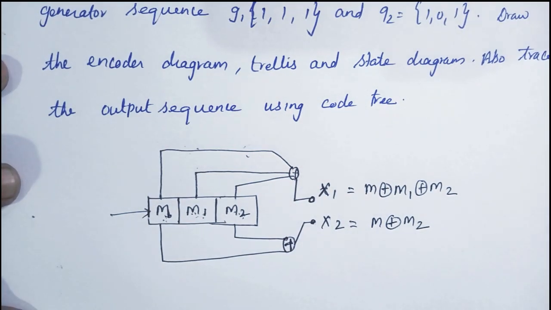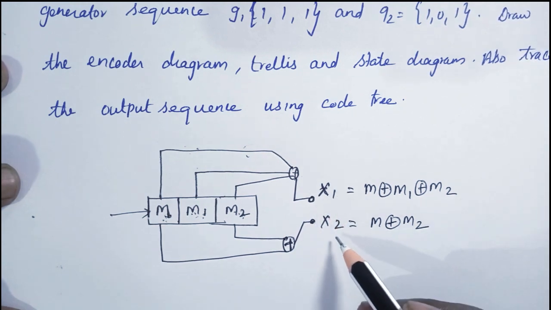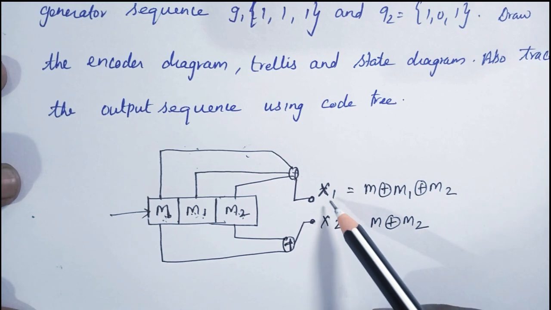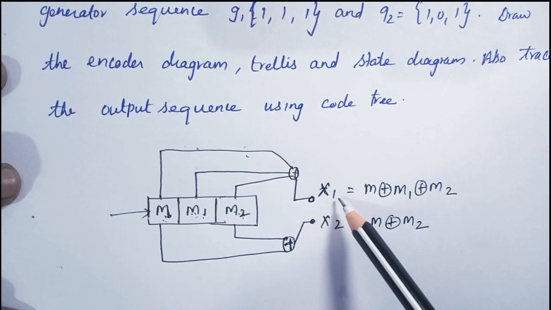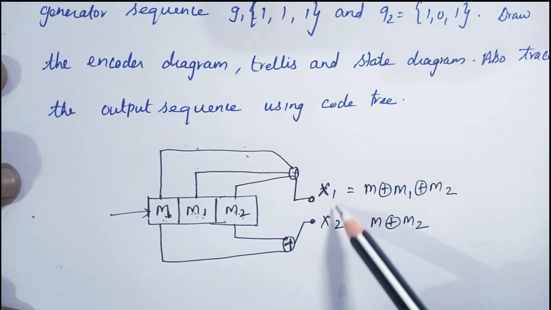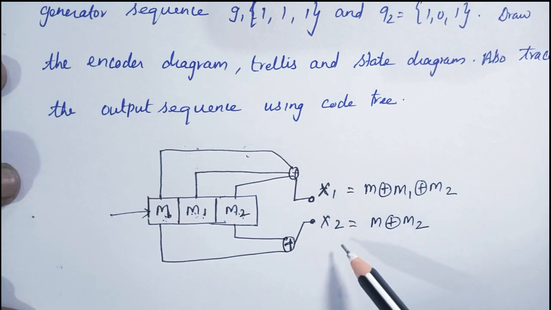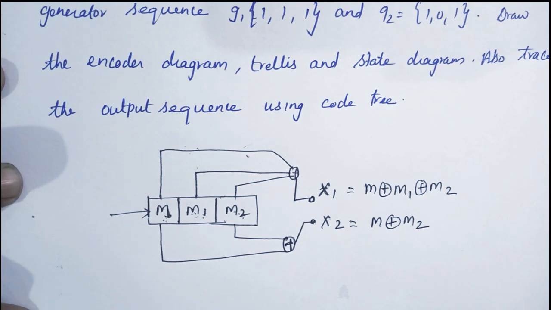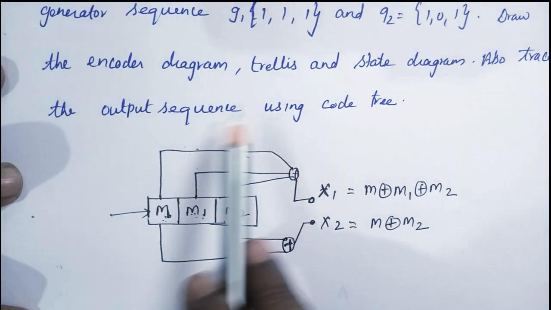Okay, this is the encoder. X1 and X2 form the output. So for each message bit, we have one output from X1 and one output from X2. Both are combined together to form a pair, giving 2 bits for each message bit. Okay, so this is the encoder diagram.